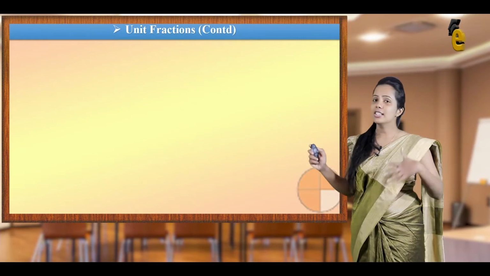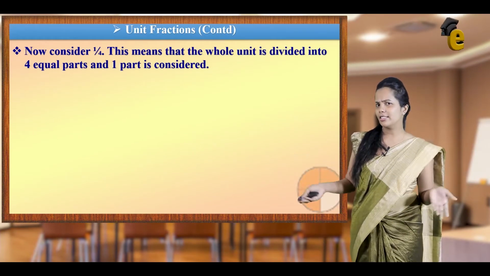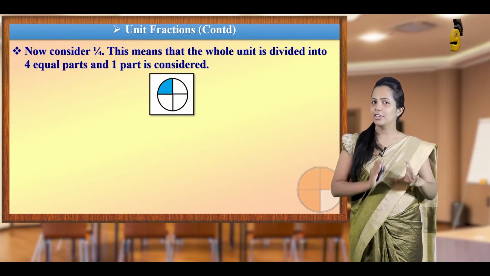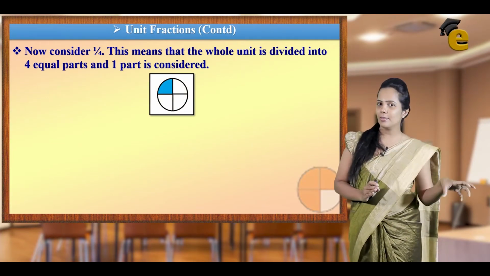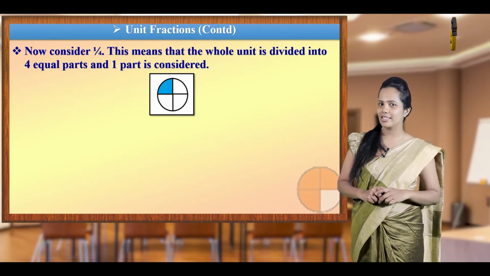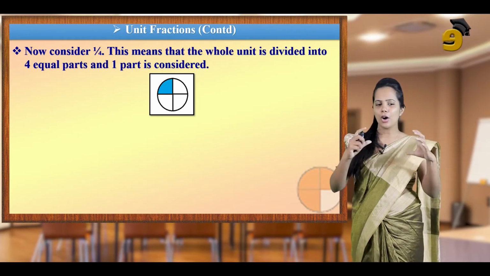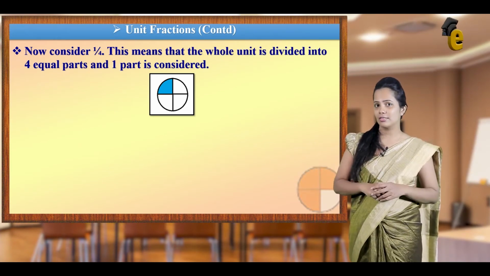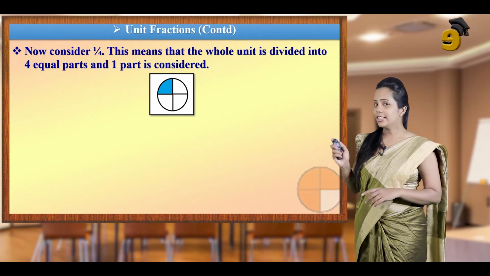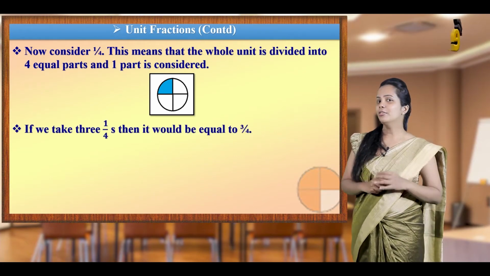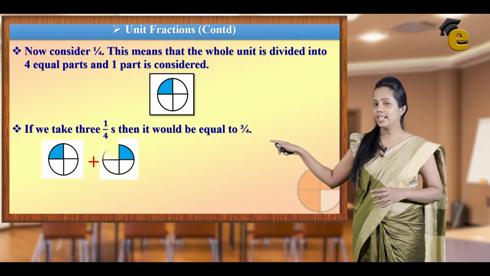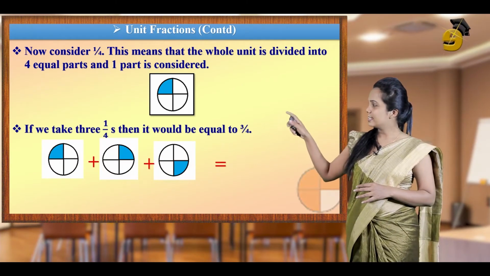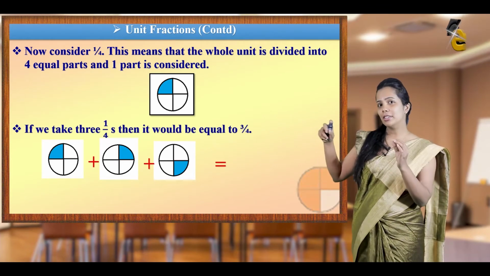If you have the fraction 1/4, what is the meaning of that? That means you have a whole unit, you divide it into 4 equal parts and consider 1 part out of the 4 equal parts. Then now how do you represent 3/4 in terms of 1/4? If you take 3 times 1/4 like this, consider in each and every diagram the colored part.